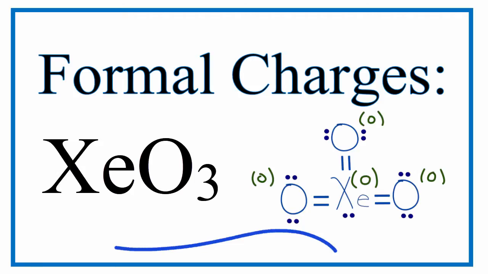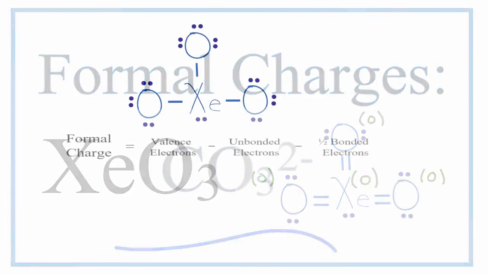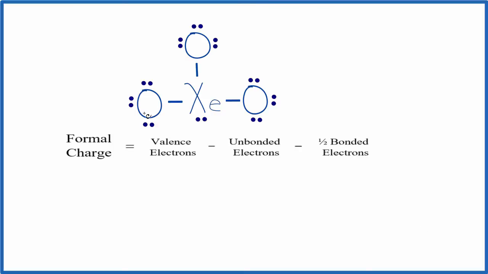To calculate the formal charge for each atom in XeO3, xenon trioxide, let's start with this oxygen here. Oxygen is in group 16, sometimes called 6A. We have 6 valence electrons unbonded, 2, 4, 6, that aren't involved in chemical bonds, 6. And then we're going to take half of the bonded. These 2 valence electrons right here are the ones involved in a chemical bond.